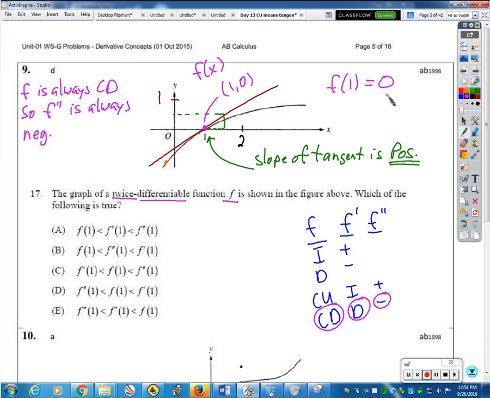We have all the information we need to answer the question. Somebody just needs to put it together.